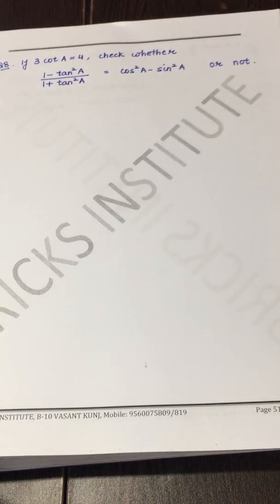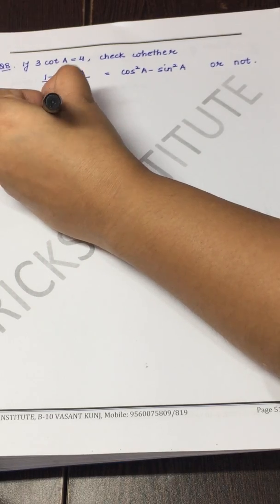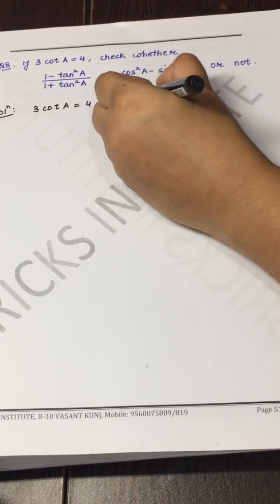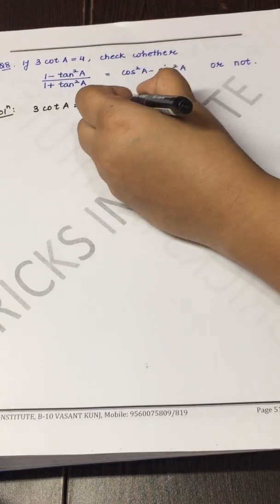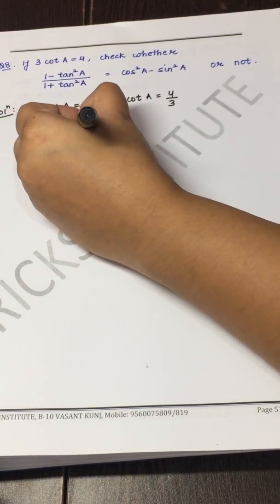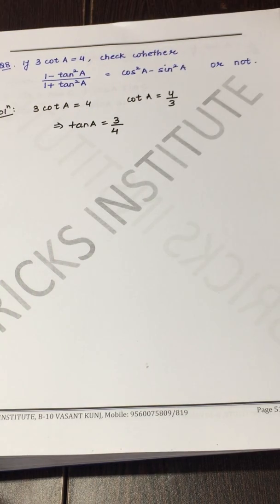Question number 8. So it says if 3 cot A is equal to 4, you have to check whether this is equal to this. Let's do the question solution. So same way you will write 3 cot A is equal to 4. So cot A is equal to 4 upon 3. So if cot A is equal to 4 upon 3, that implies tan A is equal to 3 upon 4. So for the left hand side we have the value for tan. For right hand side we need the values for cos and sin.